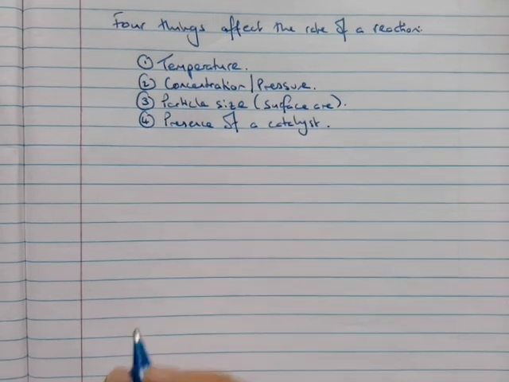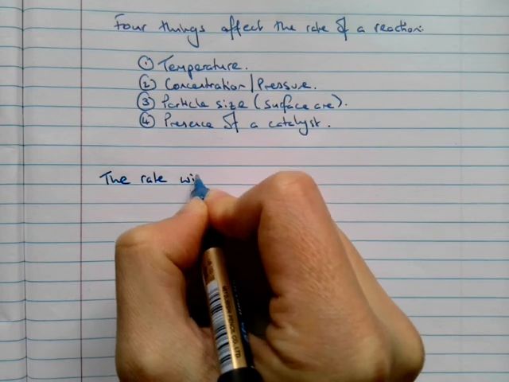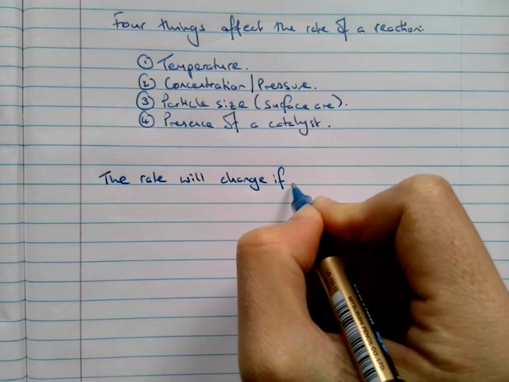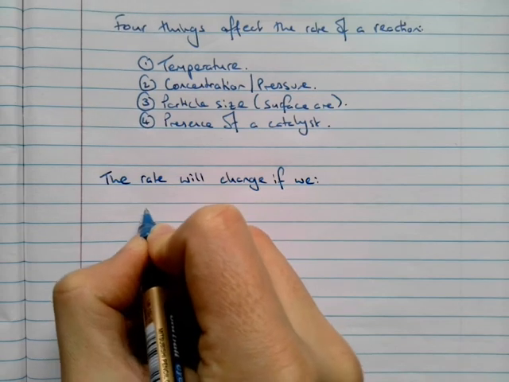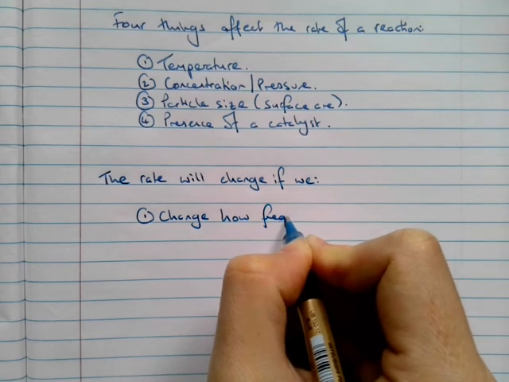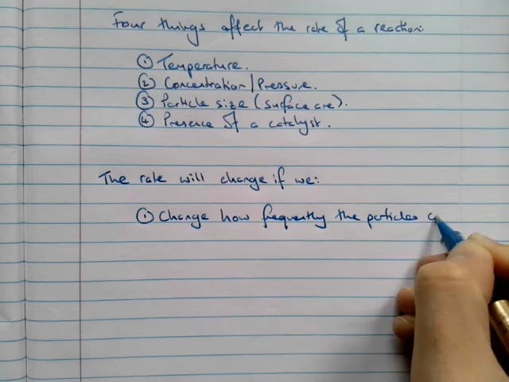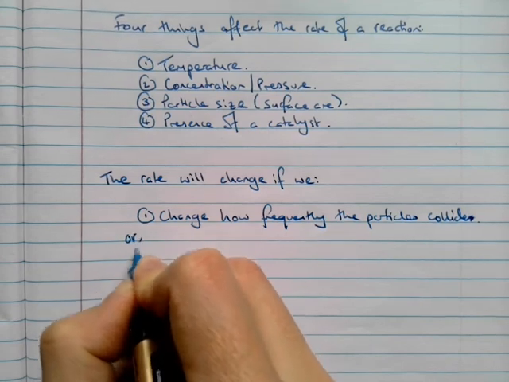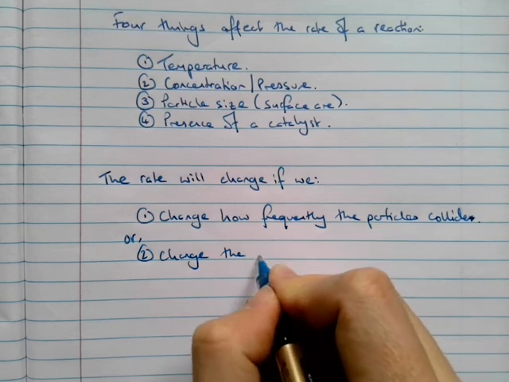So the rate will change if we, number one, change how frequently the particles collide, or two, change the proportion with the activation energy.